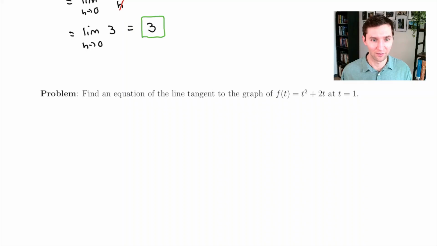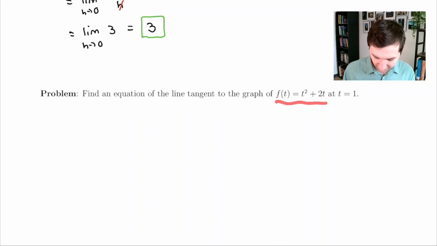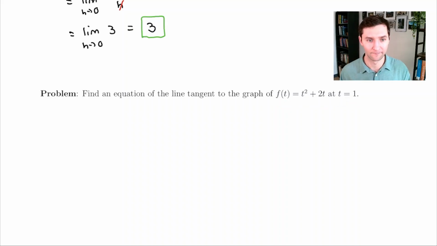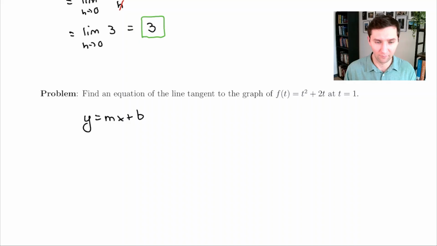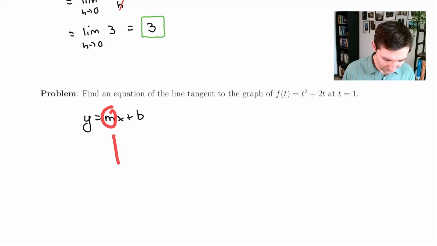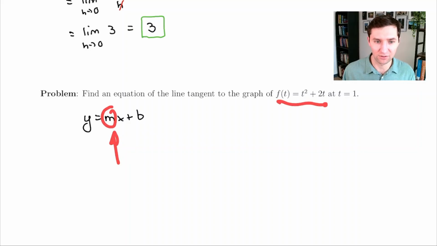One more problem. We must find an equation of the line tangent to this graph at t equal to 1. If you would like to try this problem on your own, stop the video now. We must find an equation of a tangent line. We know that tangent lines are straight lines, so they have the formula y equal to mx plus b. We also know that the slope of the tangent line is the derivative. So I know that the slope of this tangent line will be the derivative of the original function.